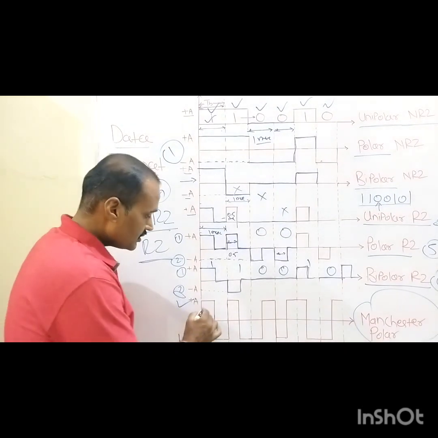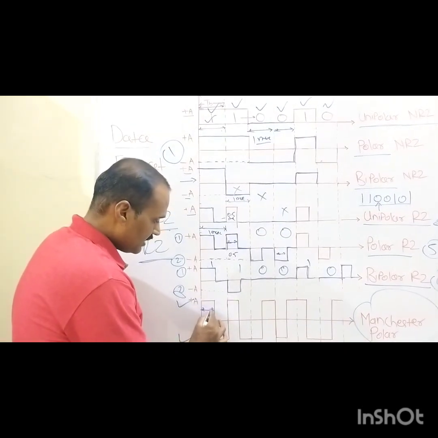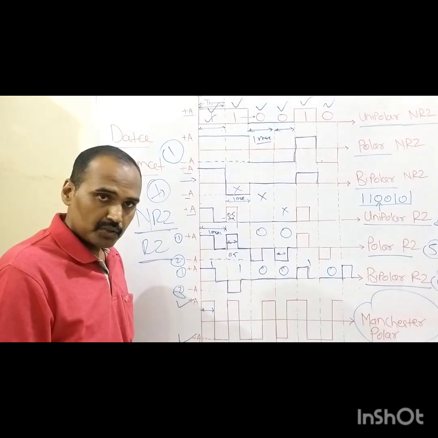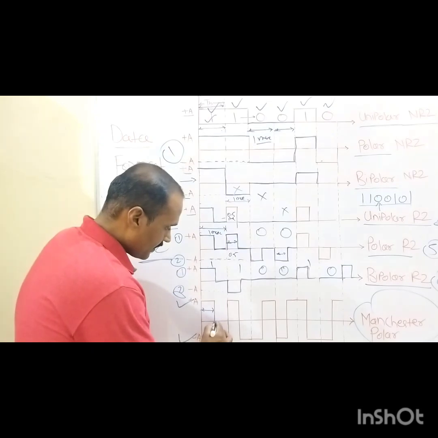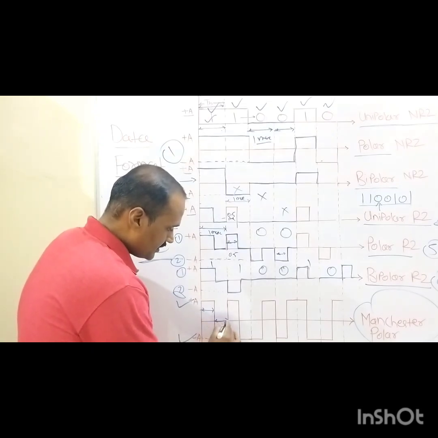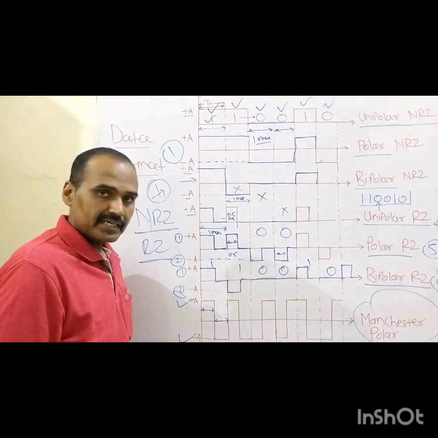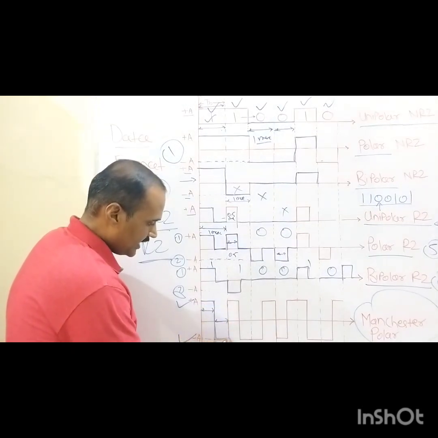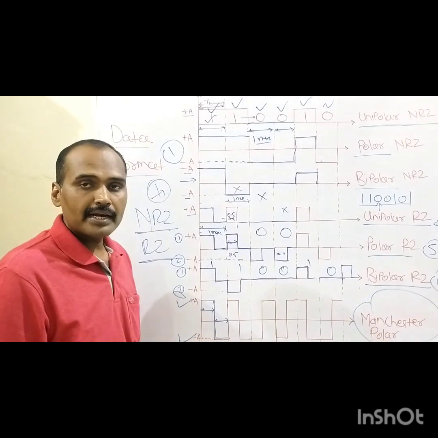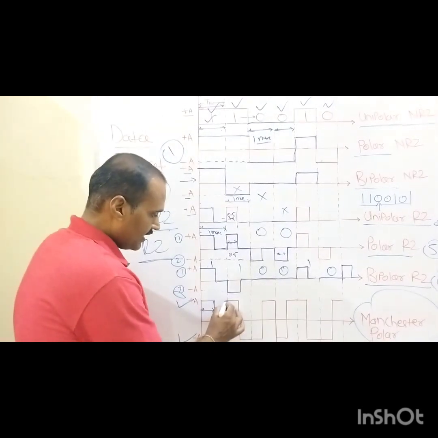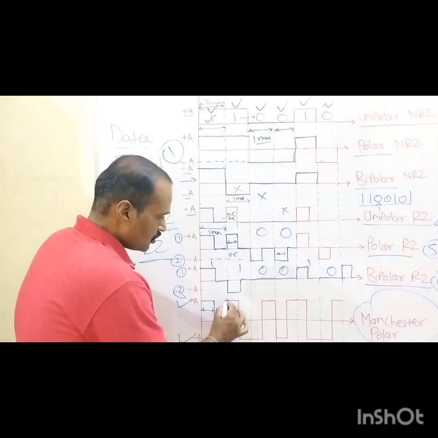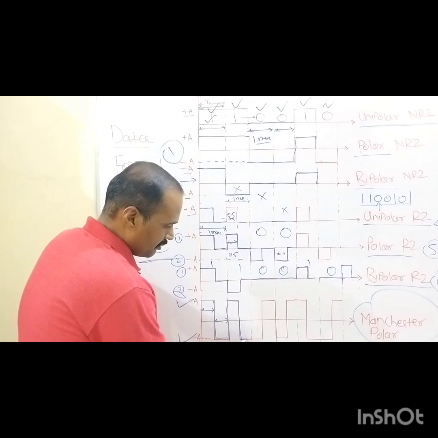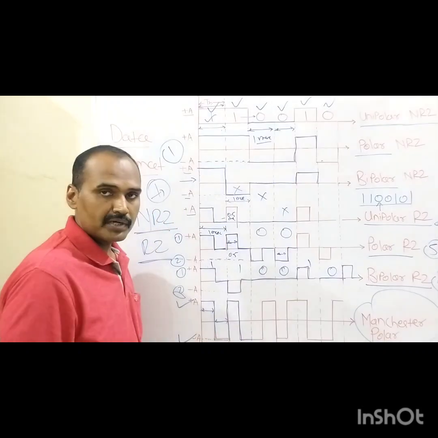So this binary 1 is represented with the help of plus A volt as well as minus A volt, because during the first 0.5 millisecond of bit duration, plus A volt is used, and during the lower half of this 0.5 millisecond, minus A volt is used. Means high to low for binary 1 in case of this Manchester polar type of encoding. Again, the next bit is nothing but what? Binary 1. So for the first 0.5 millisecond, plus A volt. For the remaining 0.5 millisecond, minus A volt is used.